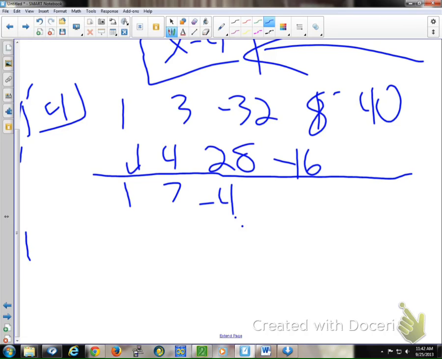Multiplied it. It should have been negative. I guess my calculator just had enough. Negative 8. Multiply. Negative 32 and 8.